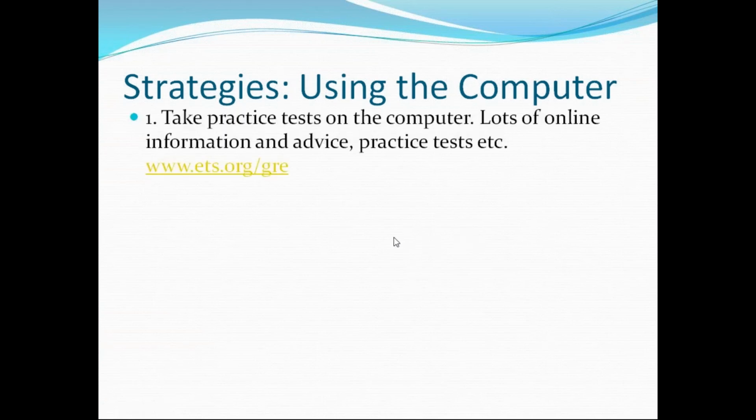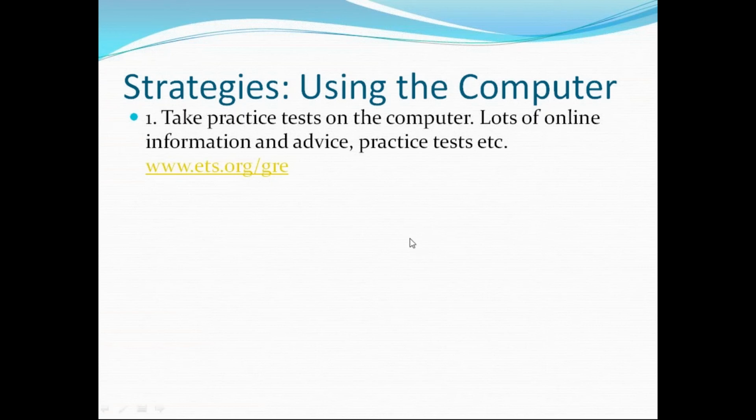One of the things I said is that for sentence correction, text completion, and sentence equivalence on the GRE, you have roughly 90 seconds to answer each question. You get about 20 questions and roughly 30 minutes to answer them, so it leaves you about 90 seconds. So time, as you probably already realize, is a big factor.